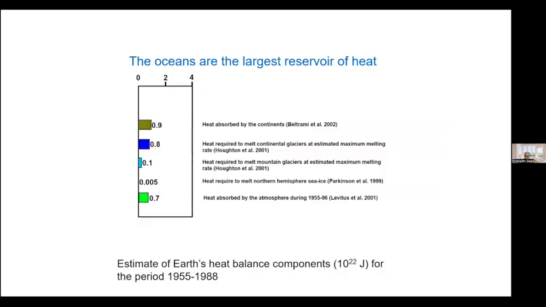Just to give an example of how much heat is absorbed in the ocean, this is heat absorbed by the atmosphere. This is how much it would require to melt the northern hemisphere sea ice. This is how much heat it would take to melt the mountain glaciers. This is how much it would take to melt the continental glaciers. This is what's absorbed by continents, and this is what's absorbed by the ocean. So most of the heat is absorbed in the oceans.